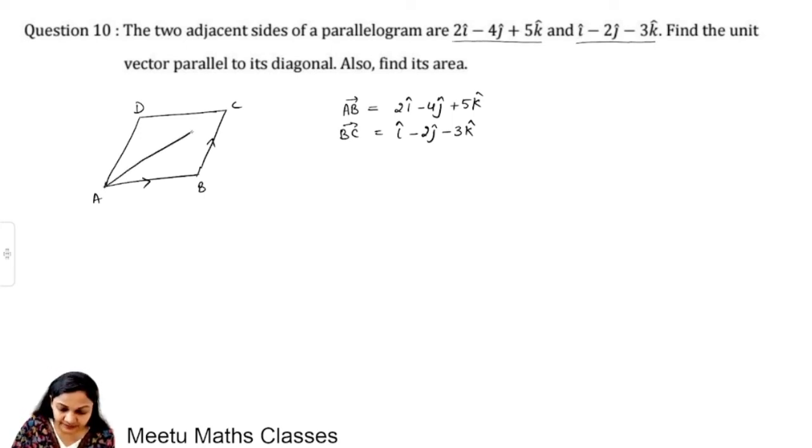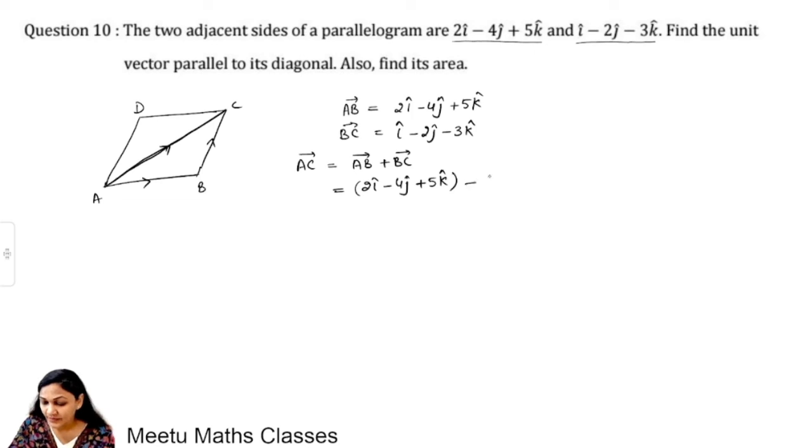Let us make the diagonal. The diagonal vector AC will be the resultant vector of AB and BC, so it will be AB plus BC. What is the diagonal vector? The resultant vector of AB and BC is equal to 2i minus 4j plus 5k plus i minus 2j minus 3k, that is equal to 2i plus i is 3i, minus 4j minus 2j is minus 6j, plus 5k minus 3k is plus 2k. So the AC vector is this.